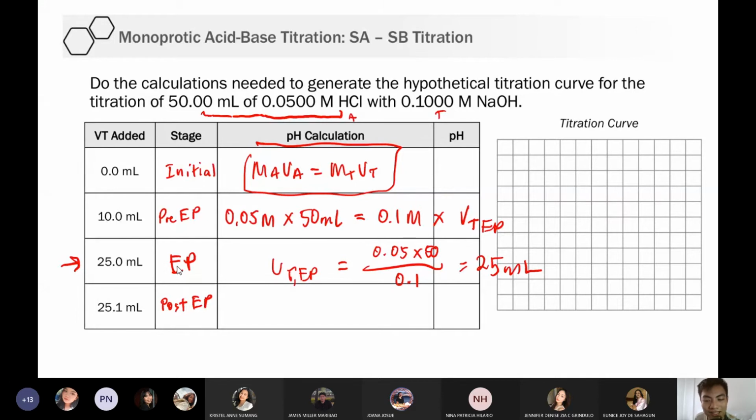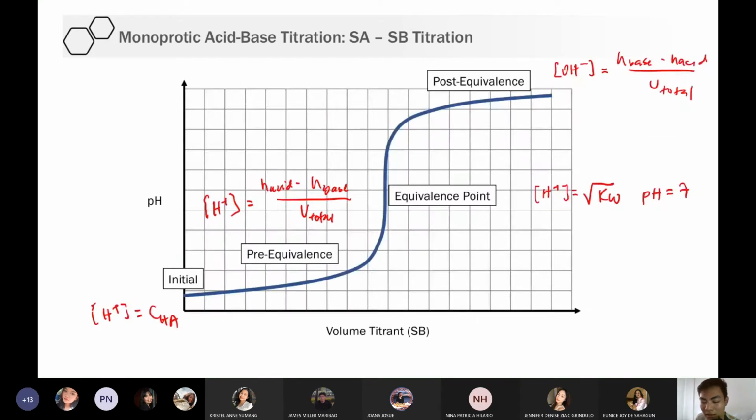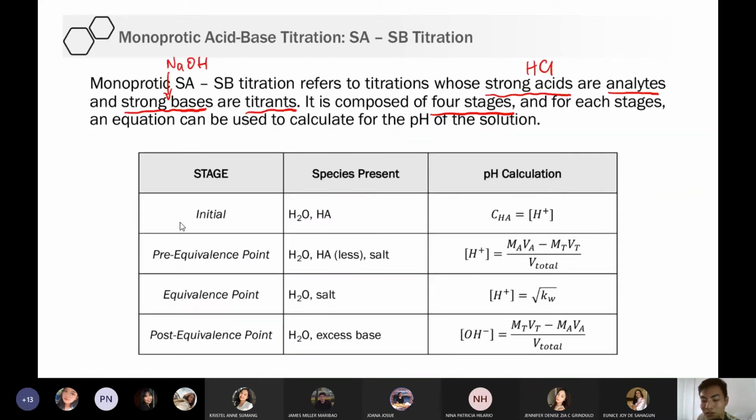So, ang gagawin niyo lang talaga sa titration, given na naman ito, given na ito, given na ito. Alamin mo na lang kung anong stage yan, tapos anong equation yung gagamitin mo. Okay? So, yun lang yung goal nyo. Pag alam nyo na yung equivalence point volume, assign mo na yung stages, then once alam mo na yung stages, you know the corresponding equation na. Kasi sinulat ko na siya dito sa table. Susundan mo na lang.